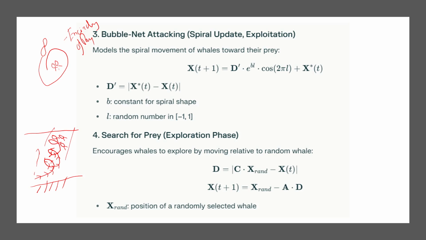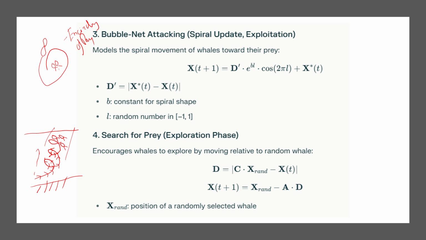Motionless means they are confused, they cannot run away at least. And in that moment of their confusion, the whale catches them. Now this is mimicked numerically in the way I will describe now.